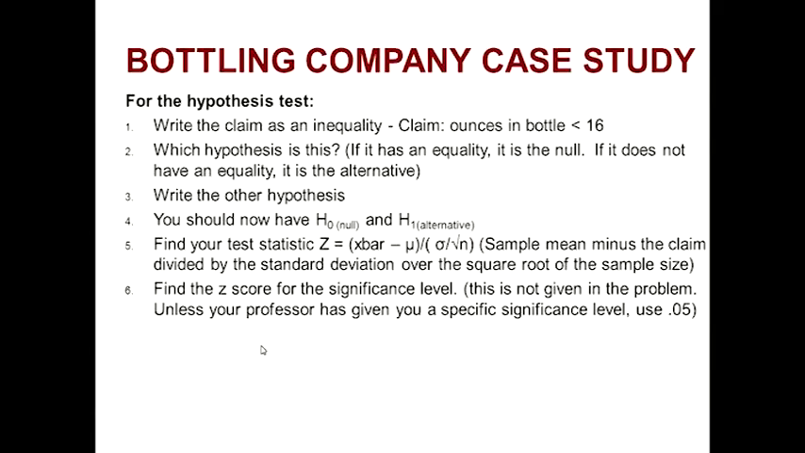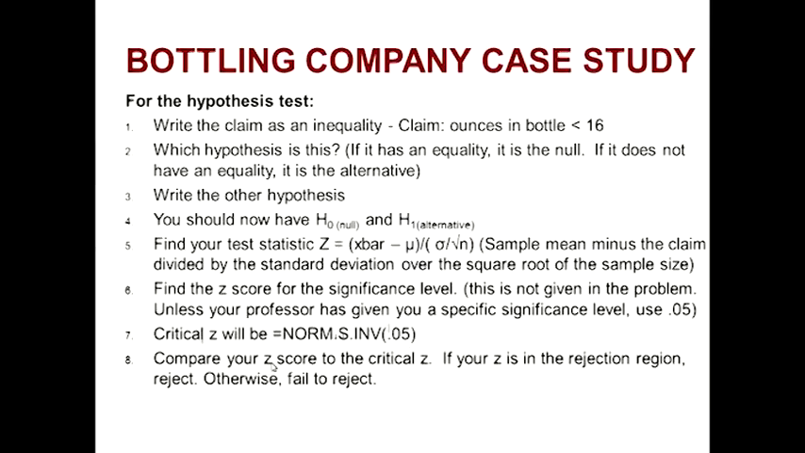But since you're going to load all your data into Excel in order to find your mean and standard deviation and median, then you might as well use it for it all. So your critical z is going to be norm.s.inv. This is in Excel. Or you can find on the ALEKS calculator z of 0.05.